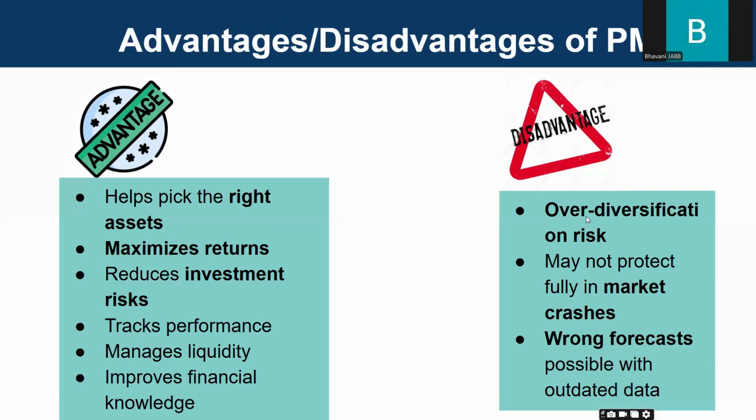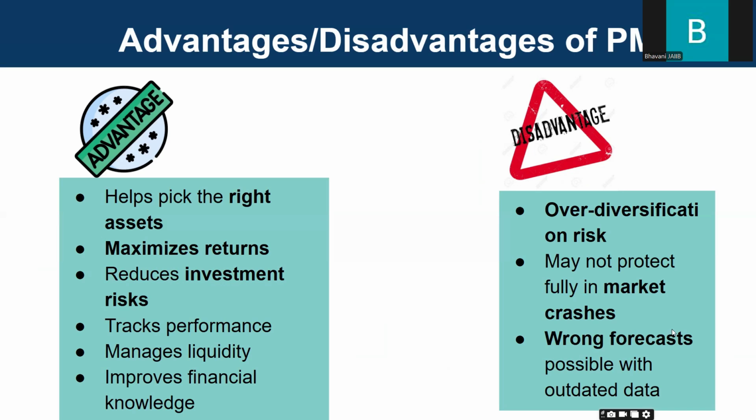But what are the disadvantages? Over-diversification is a risk. Too much diversification can reduce your returns sometimes. It may not protect from big market crashes. So it cannot protect you from a very major market crash. Wrong decisions can result if old or poor quality data is used. So wrong forecasts are possible with outdated data. So your data should always be updated. So this is about the disadvantages of portfolio management.